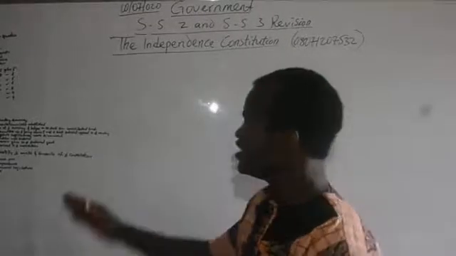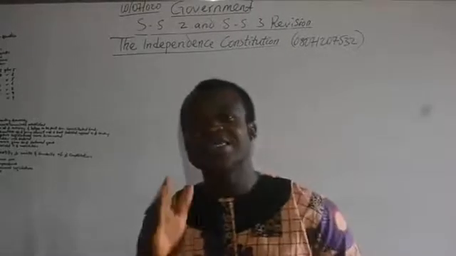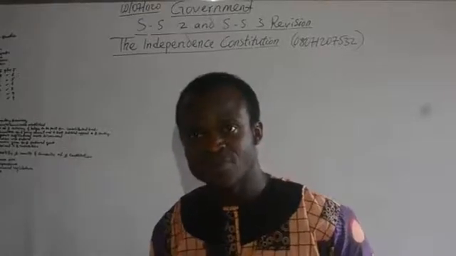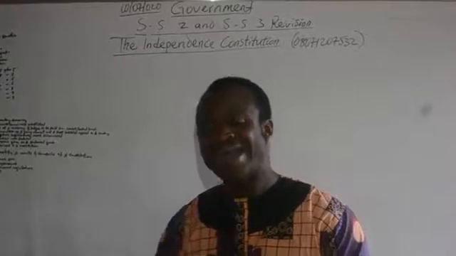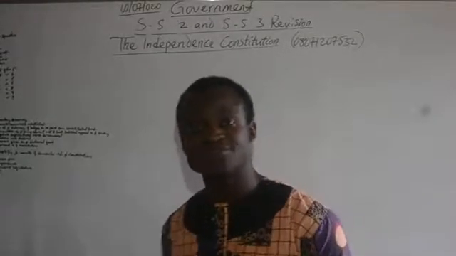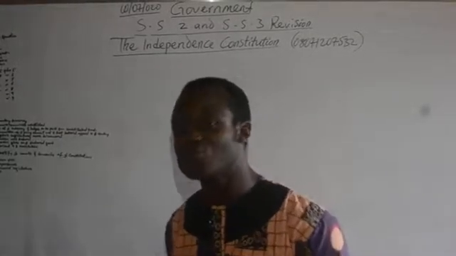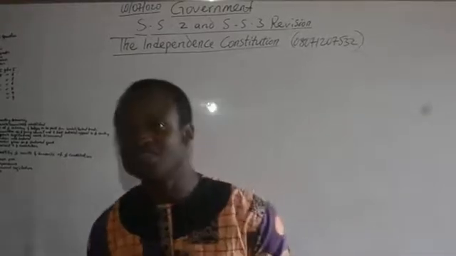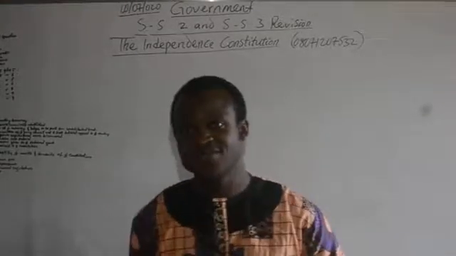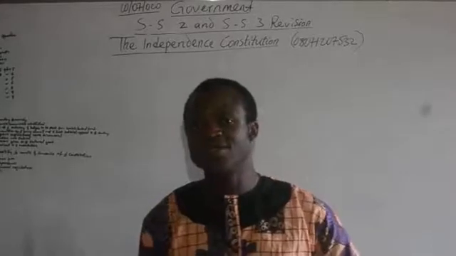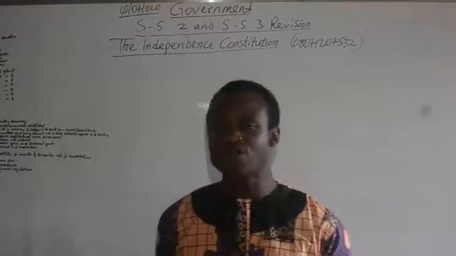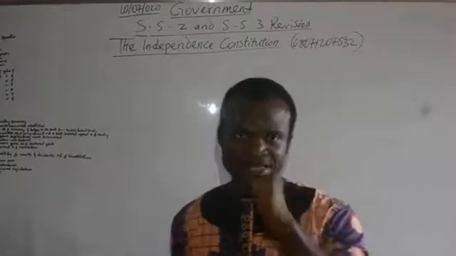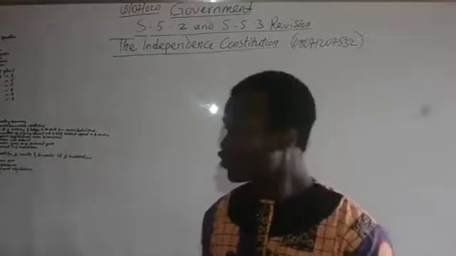Number one, it established what we call a parliamentary democracy. Nigeria now became a parliamentary state by that 1960 Constitution. That gave rise to the position of the head of state being different from the head of government, the Queen different from the Governor General in the country. So a parliamentary democracy was established by the 1960 Independence Constitution.